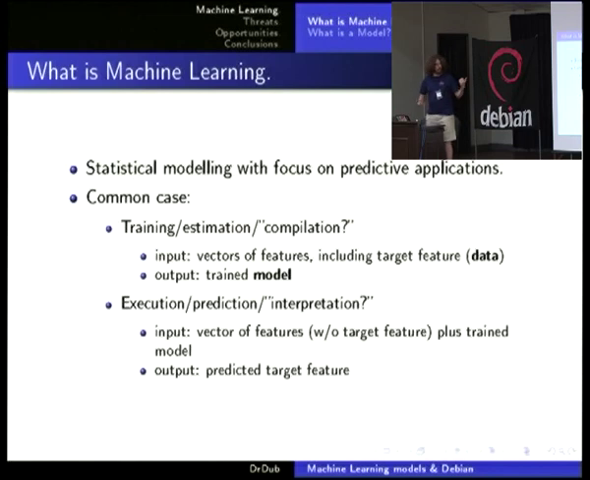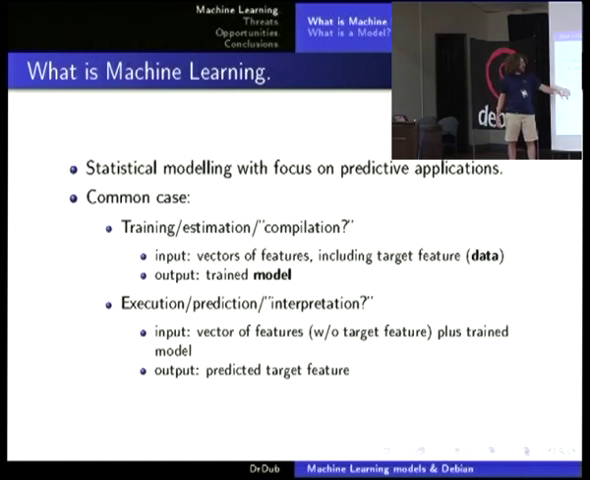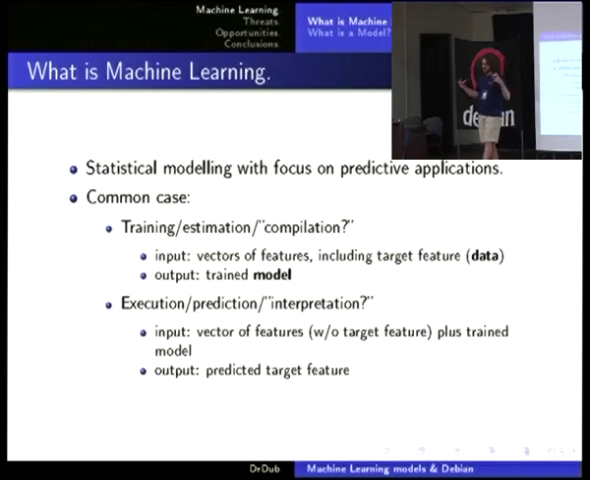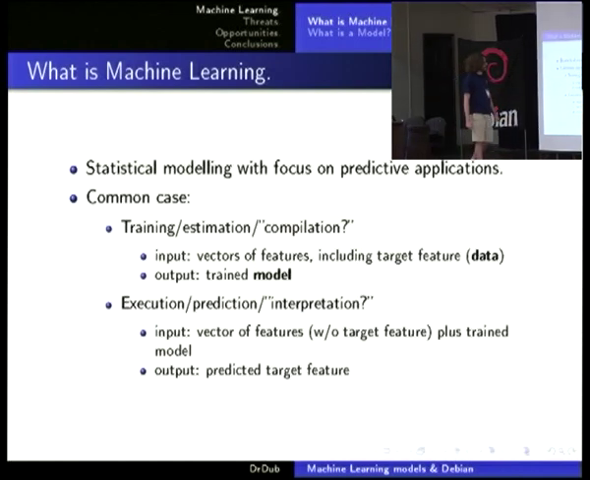The most common case is there is a phase that is called the training phase, or you can also call it estimation. And for the way we normally work, we can call it more like a compilation phase, where we take as input vectors of features, including some target feature. That's what we could call the feature data. And the output is a trained model. In general, this thing is fairly large. And the trained model, you can think of it as a statistical summary of the input data.